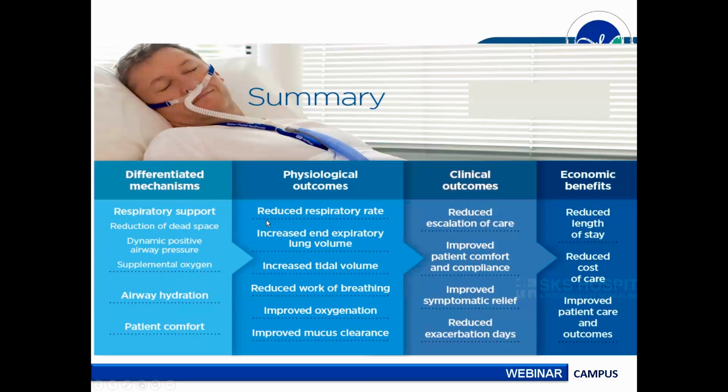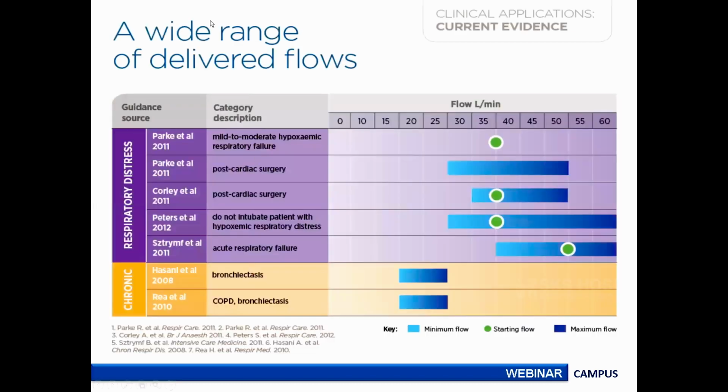The physiological outcomes will be reduced respiratory rate, increased end expiratory lung volume, increased tidal volume, reduced work of breathing, improved oxygenation and improved mucus clearance, which is very important. The clinical outcome will be reduced escalation of care, improved patient comfort and compliance, improved symptomatic relief and reduced exacerbation days. So obviously, this leads on to reduced length of stay, reduced cost of care, and improved patient care and outcomes. So there is a wide range of delivered flows.